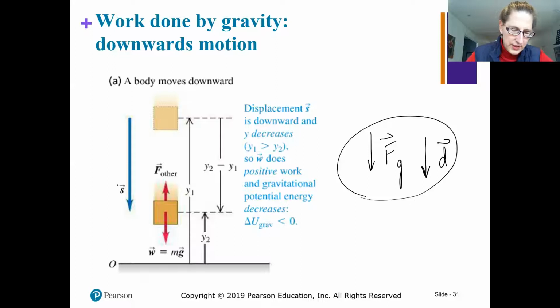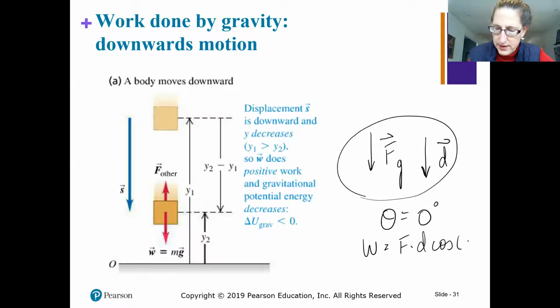Okay, so notice how they're using S over here, and they're using W for the force of gravity, but that's okay. So the angle here, theta, would be 0, because those two things are parallel to each other. And so the work, remember, is force times distance times cosine theta. And so this is positive. Now, if it's positive work done by gravity, the potential energy actually decreases. The relationship between the work done by gravity and the change in potential energy has a negative in there.